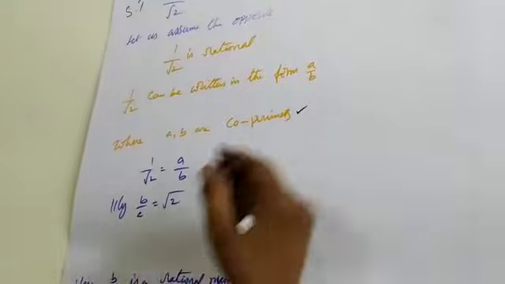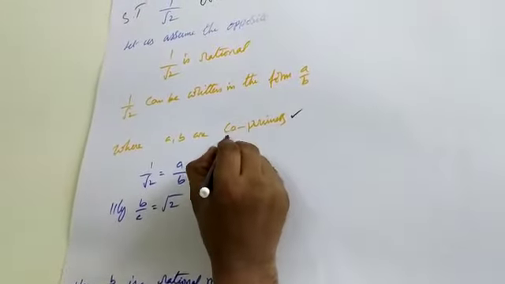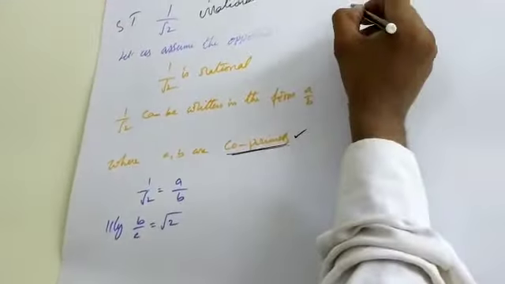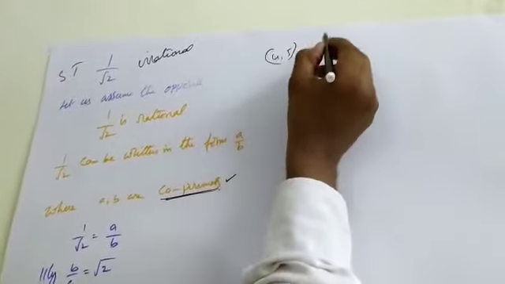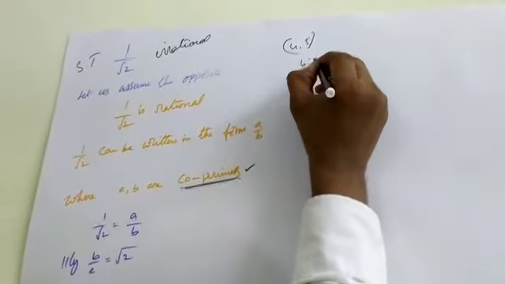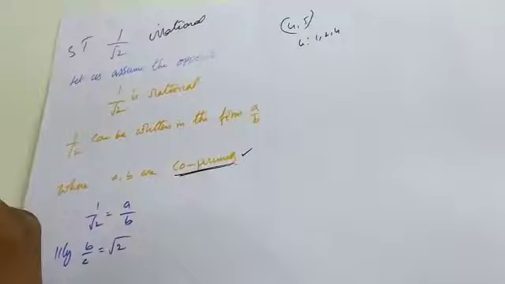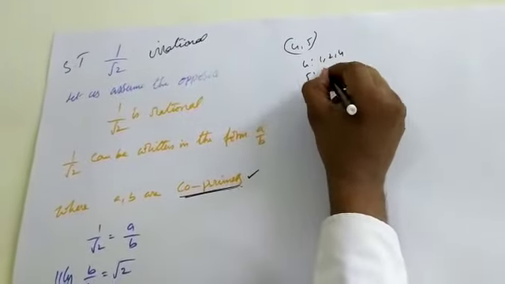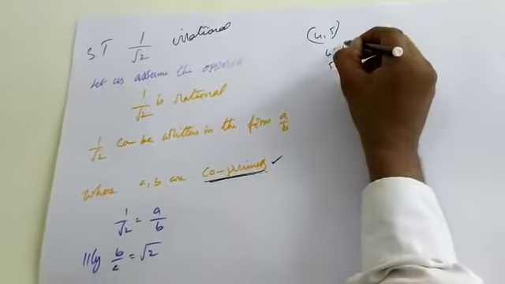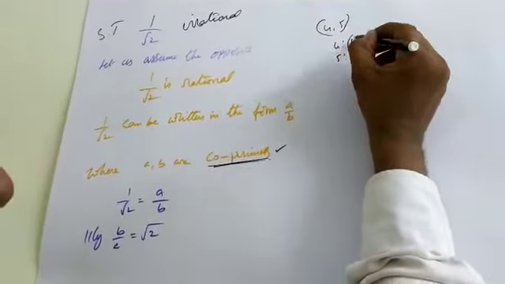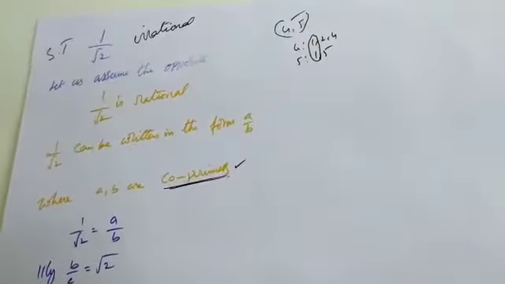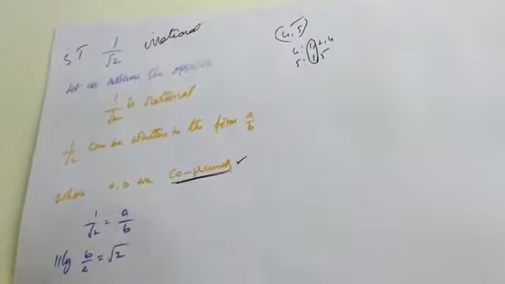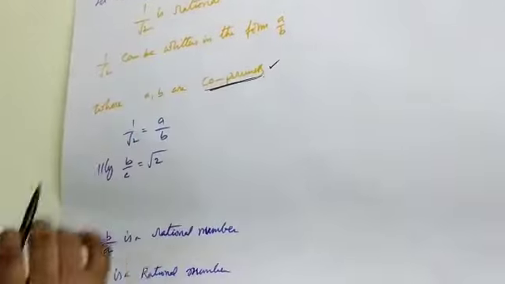No common factor other than 1 is called co-prime. Co-prime, for example, 4 and 5. Why? The factors of 4 are 1, 2, 4. The factors of 5 are 1, 5. The only common factor is 1, so the numbers are co-prime. Like that, where a, b are co-prime.